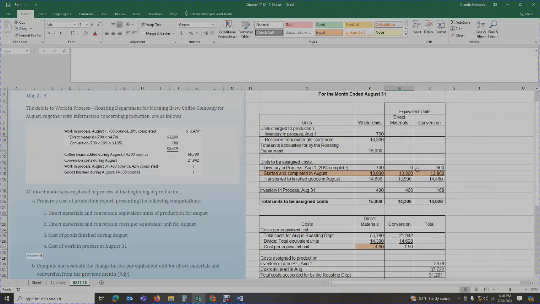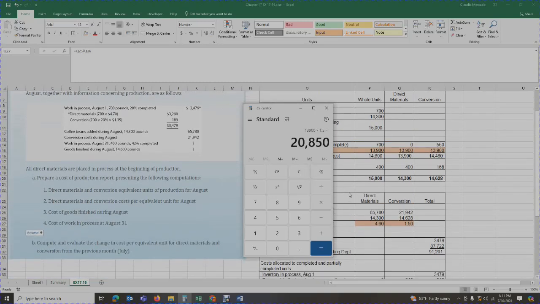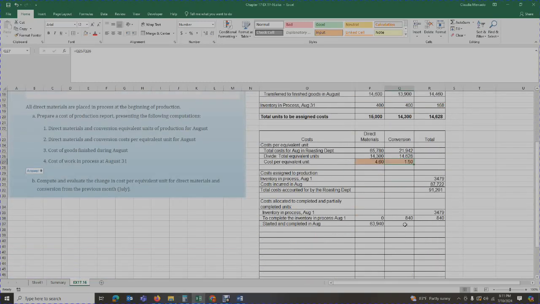Now for the started and completed in August, for the conversion, it's also 13,900, but my cost per equivalent unit is $1.50 for conversion. So we're going to get the 13,900 units at $1.50. That's going to give me 20,850. So we're going to put that down here, 20,850. And then we're going to get a total by adding the two.